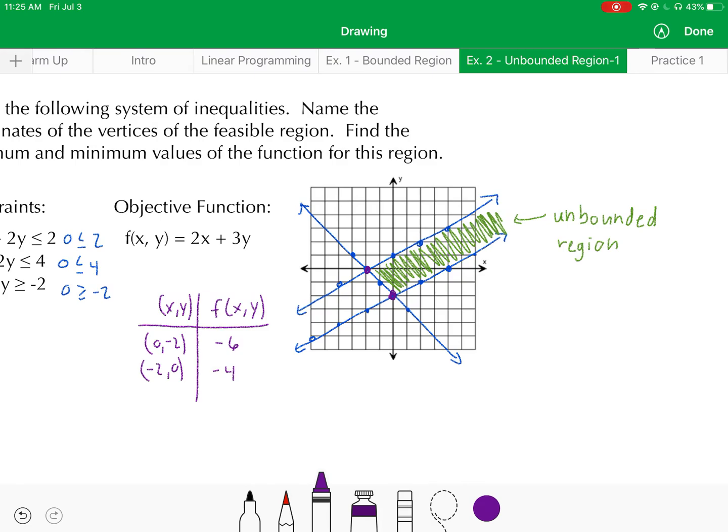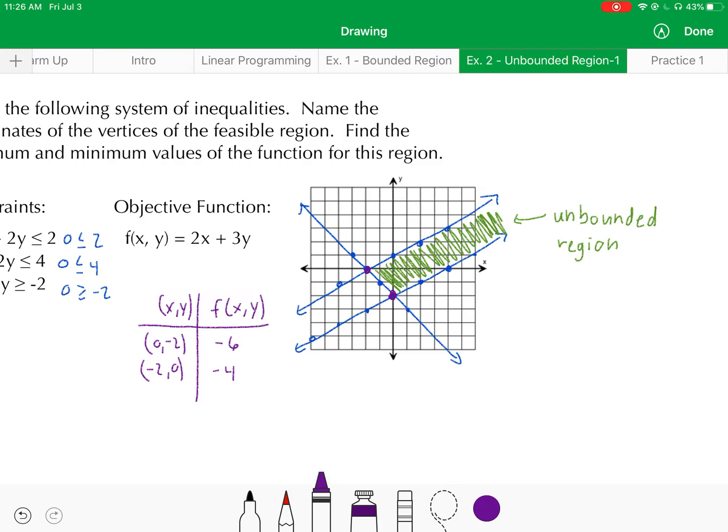Since there were only two vertices, it stands to reason that the smaller z value of -6 would have to be my minimum, and the larger z value of -4 would have to be my maximum, right? Well, that is not the case. Since this region is unbounded, you're not going to have both a maximum and a minimum. It's typically going to be one or the other.